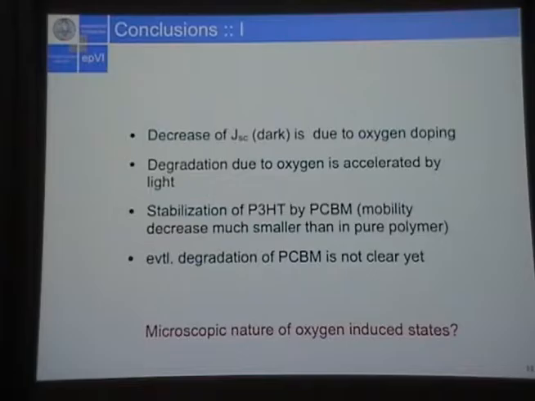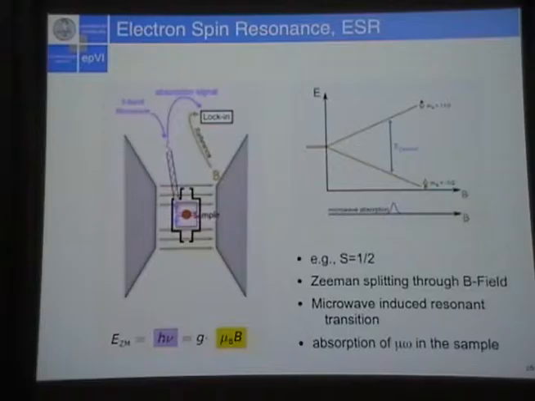Well, for this we turn to a technique which is also very well known here, I assume, allowing for the probing of radicals or spin-carrying particles. So if you have a charge transfer exciton split into two particles and they are not strongly interacting, you can detect them by using microwave absorption, using so-called electron spin resonance. You have spin-one particles, let's say electrons and holes, they have Zeeman splitting, and you shine a light of a certain frequency which fits the Zeeman splitting and you see a microwave absorption here.